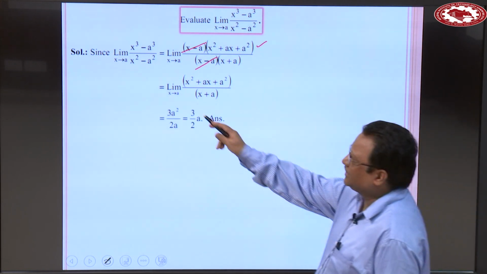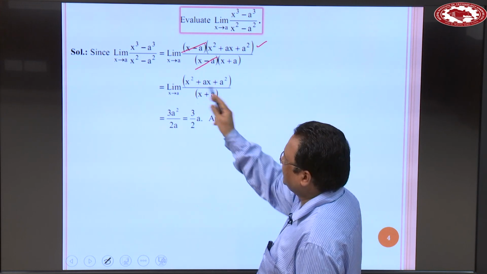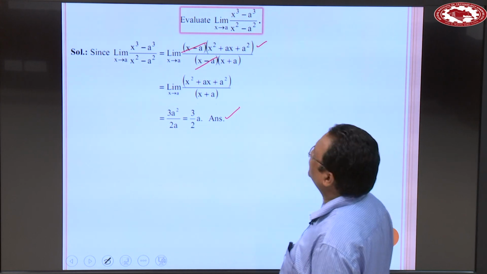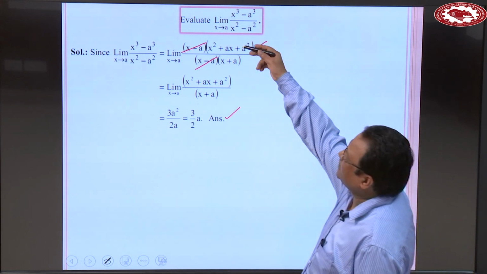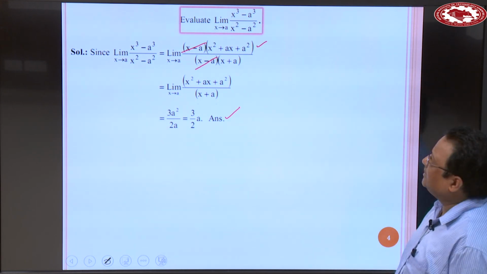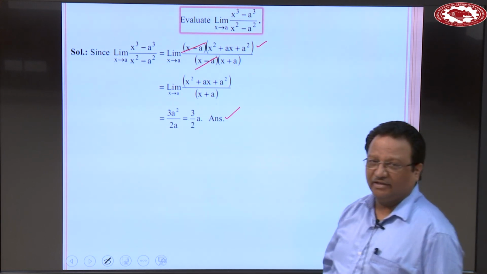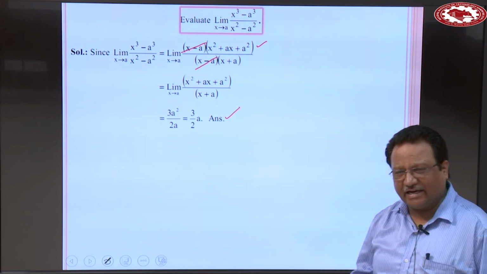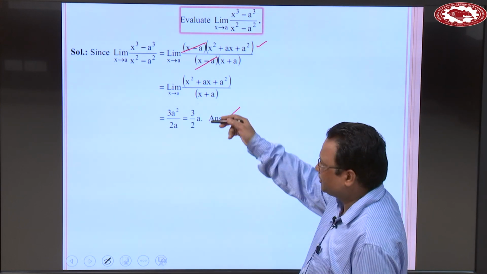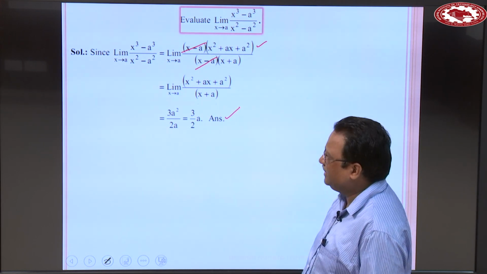And when we substitute x equal to a here, we get a square, a square, a square, so 3a square divided by 2a. This means 3a divided by 2. So the limit of this function is 3a over 2. Otherwise, when we substitute a here, it becomes 0 over 0 form. But after slight simplification, you will get the result that the limit of this function is 3a divided by 2.